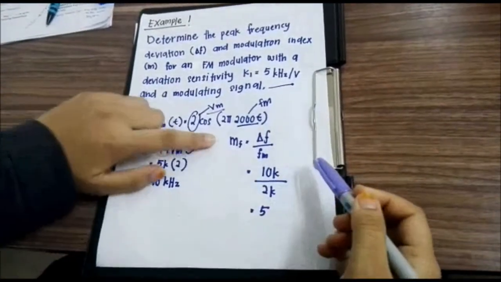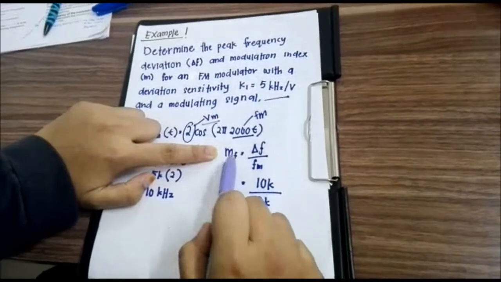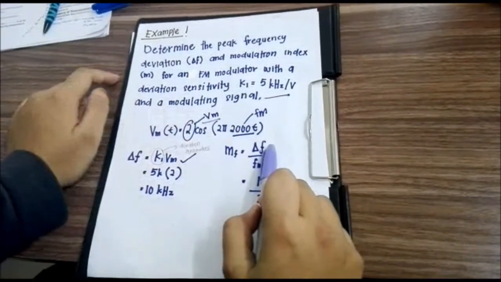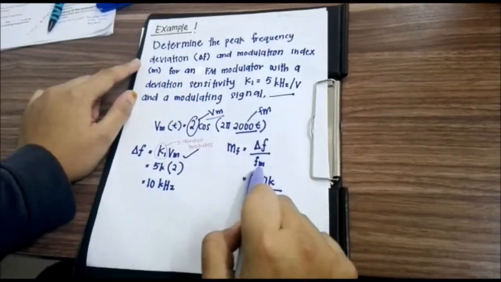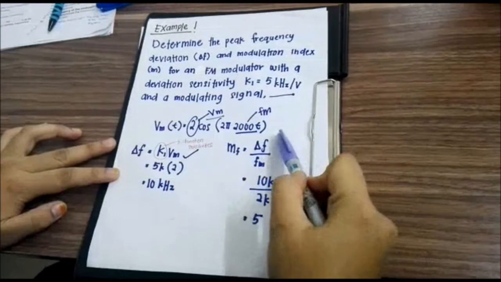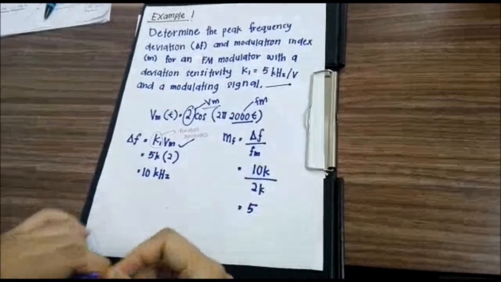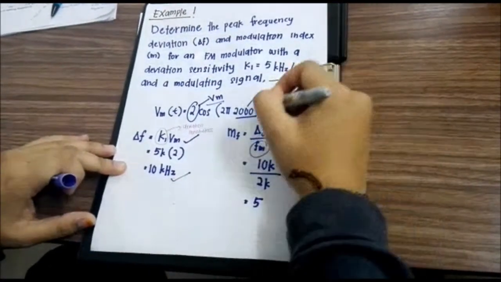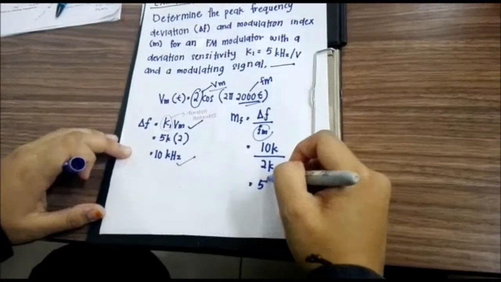Then we find the modulation index. For the modulation index, we use the formula: frequency deviation divided by Fm. Frequency deviation, we got 10 kilohertz. So Fm, we got from here, 2 kilo. We divide and we got 5.